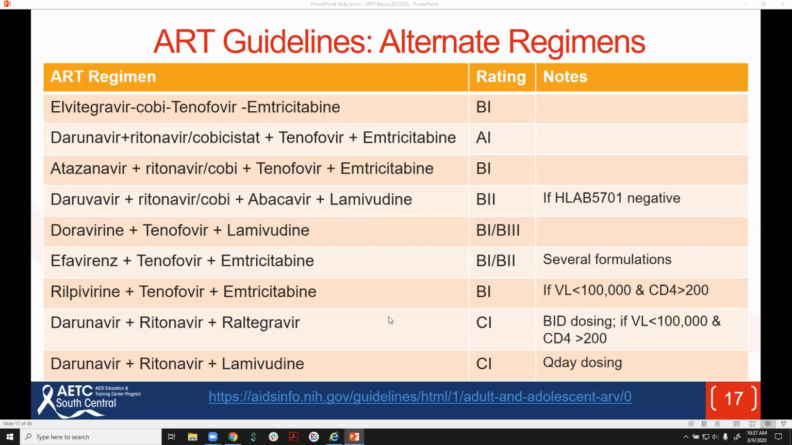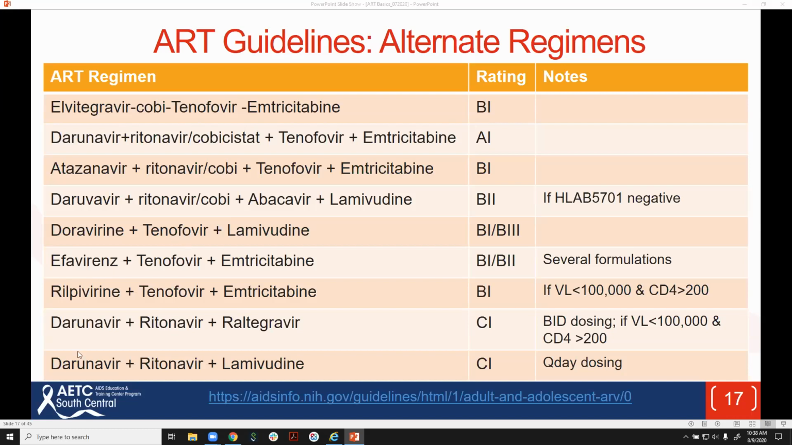There are other alternative regimens, and there are many listed here, and there are really great tables and guidelines at the website aidsinfo.nih.gov. I encourage you to go there and see. But we can see here this is a boosted integrase inhibitor. These are protease inhibitors, darunavir boosted with ritonavir or cobicistat, atazanavir boosted with ritonavir or cobicistat. So these, the next 3 down, are boosted PI regimens. Doravirine and efavirenz and rilpivirine, those 3 are NNRTIs with the 2 NRTI background.